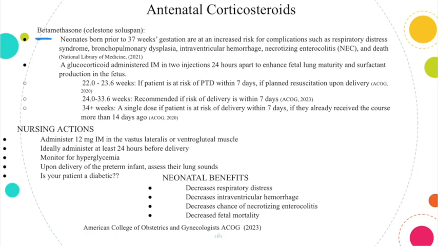So the research says if we can give the pregnant person steroids, it helps to speed up the maturity of the fetus's respiratory tract, all right? Ideally, we're going to give steroids 24 hours apart, and it's intramuscular. And again, it enhances fetal lung maturity. So here, I'm not going to read this to you, but this is the dosing and when you're going to give it, okay? So it's 12 milligrams in the vastus lateralis. Ideally, we want to give it 24 hours before the patient delivers.